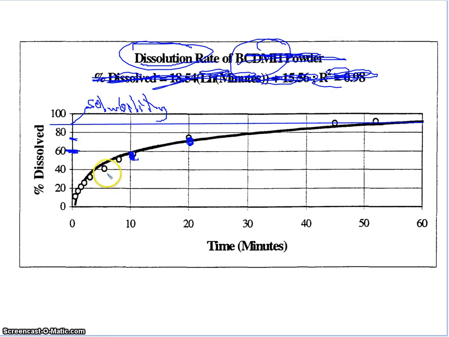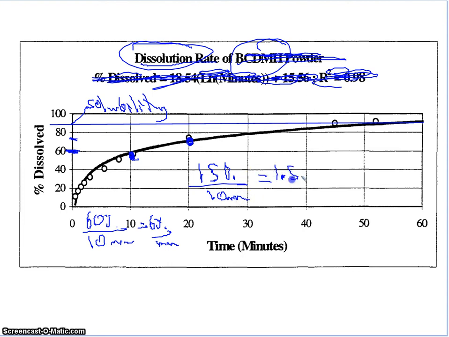The rate of solution is how fast it's happening. So in the first 10 minutes, it goes from 0 to 60. That's 60% for every 10 minutes, which is on average 6% per minute. So that's pretty quick. For the second 10 minutes, it goes from 60 to 75. So that's 15% for every 10 minutes, which is 1.5% per minute. So it's not dissolving as fast.